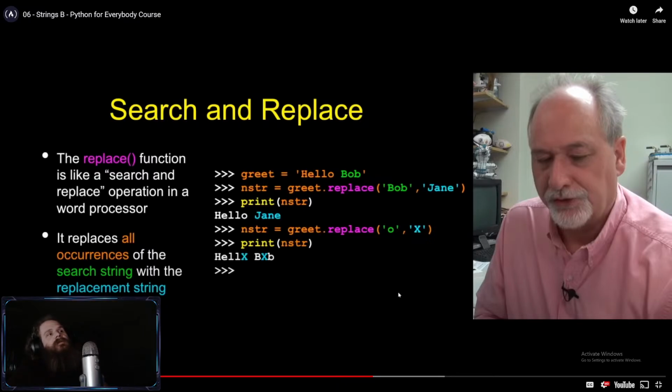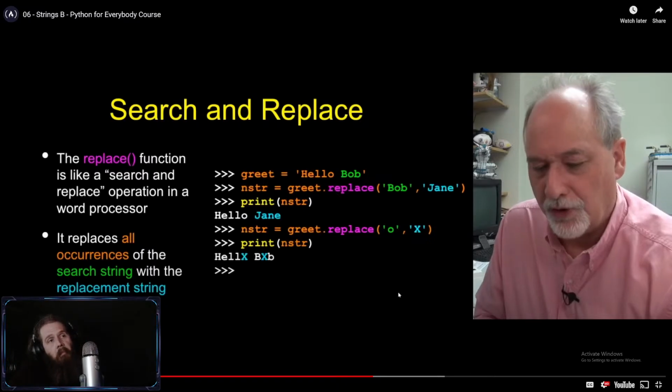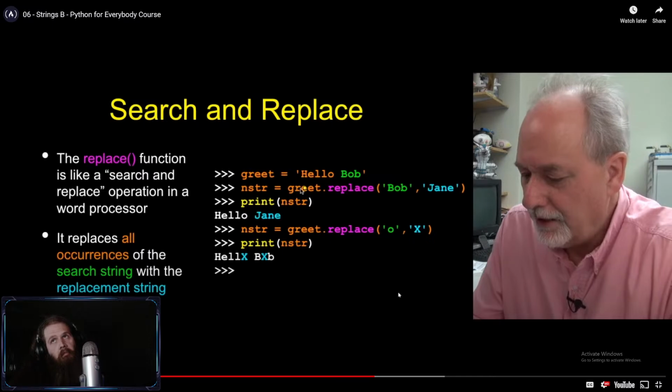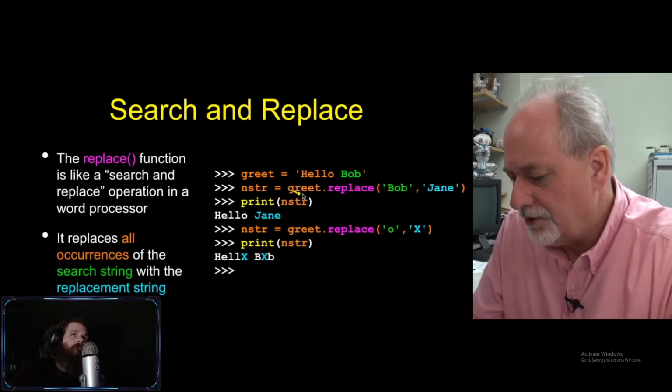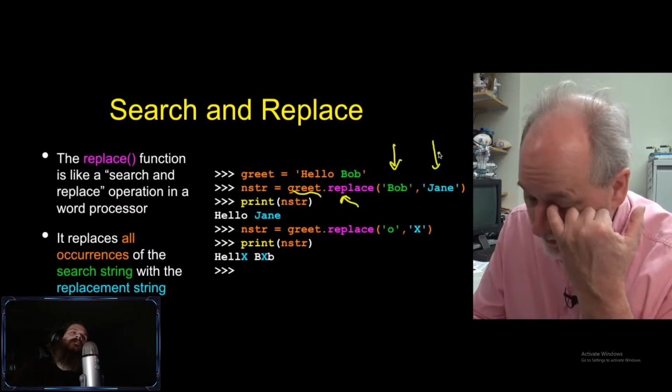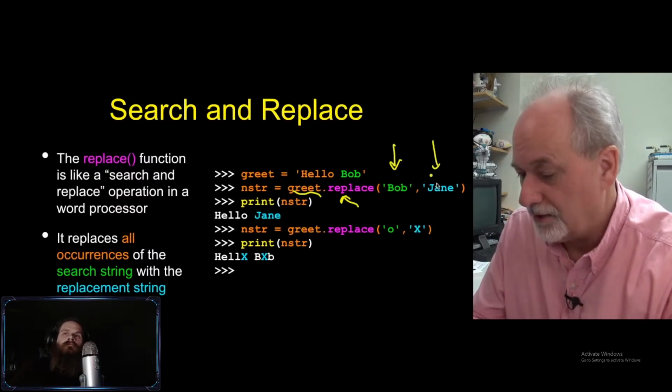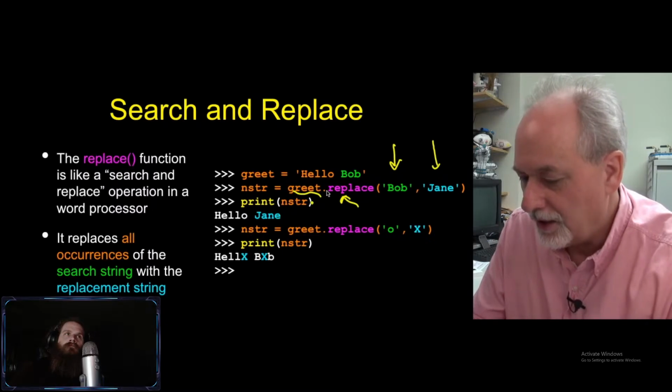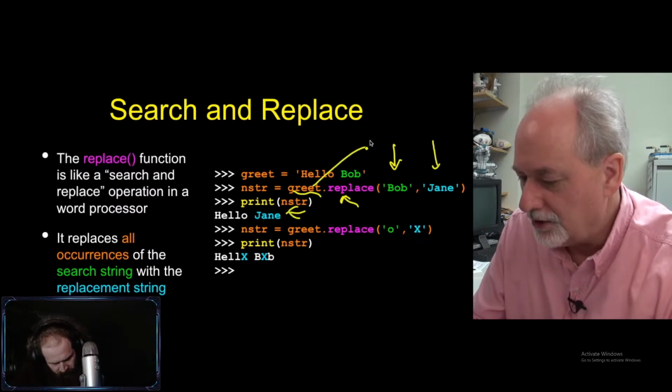NSTR equals greet.replace O, comma X. Print NSTR. Oh, so it takes the O's and replaces them with the X. Super duper useful. And it's pretty clean. Here we have a string, and we use the replace method. In this case, we're passing in the old and the new. Replace all Bobs with Janes. And so that takes this hello Bob and turns it to hello Jane. Again, greet is unchanged.